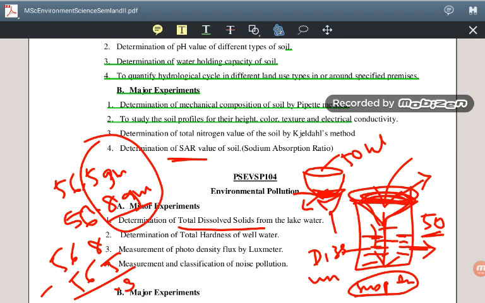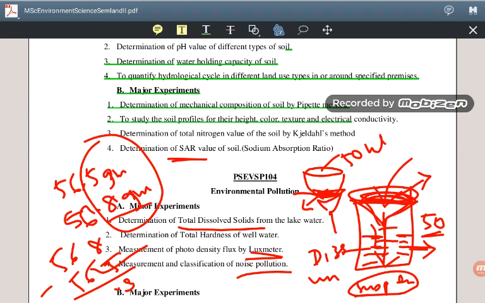Next is determine the hardness of a well water. How to find out the hardness, we have already discussed it. Next is the density flux by lux meter, and next is the noise pollution. Lux meter I hope we have already discussed. Noise pollution is the rest, which we are going to discuss.